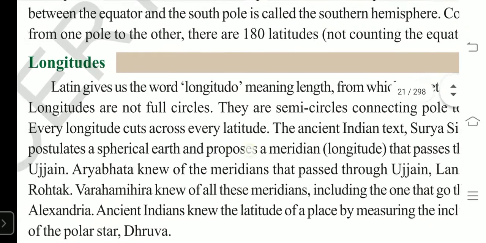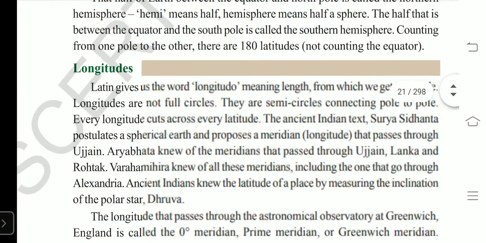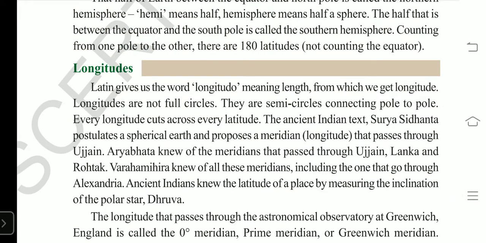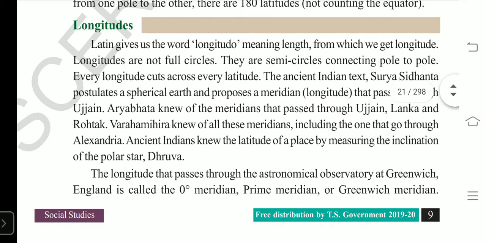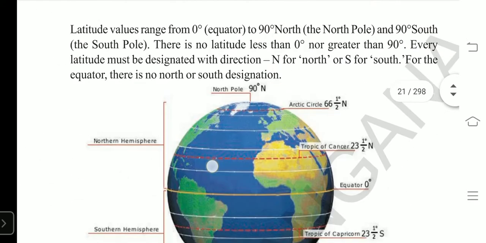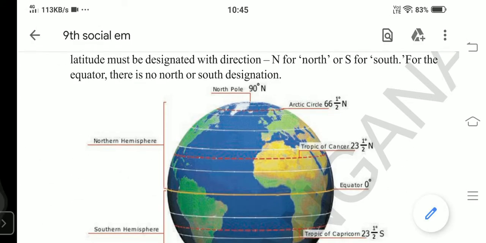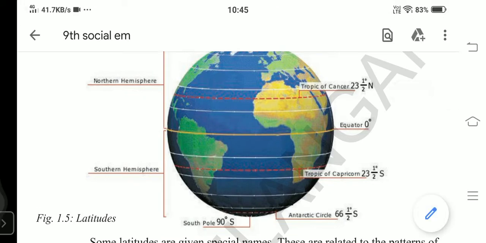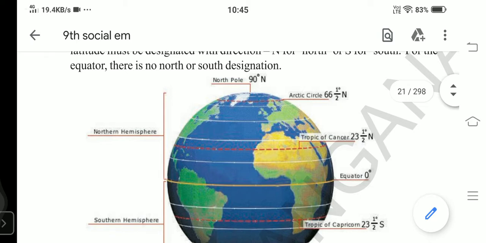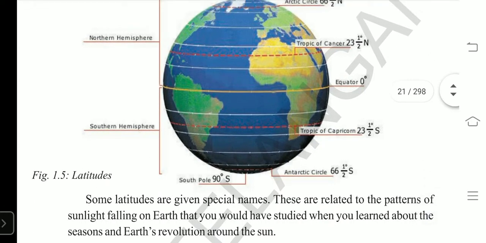Now moving to the longitudes. Longitudes are also imaginary lines connecting north to south. Here, north to south, the circles are drawn. Dear students, latitudes are circles, whereas longitudes are semicircles. I'll show you that they are semicircles.